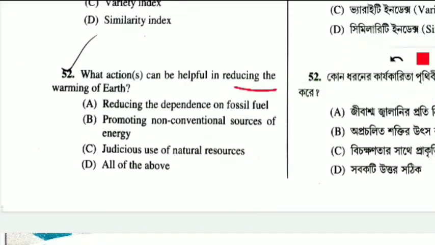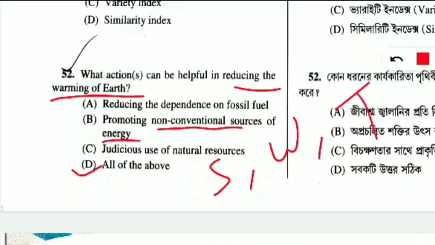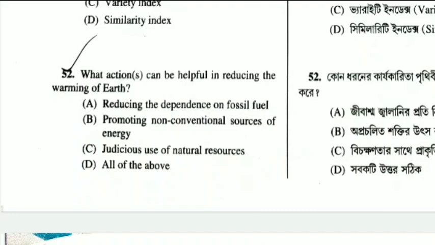What actions can be helpful in reducing the warming of Earth? That means global warming, controlling which actions can be helpful? So here the correct option will be option number D, all of the above, because reducing the dependence on fossil fuel will help to reduce the release of greenhouse gases. So there will be less release of greenhouse gases, so reduce the global warming. Promotion of non-conventional sources of energy, that means solar energy, wind energy, tidal energy. So if you are promoting them instead of the fossil fuel, then it will also reduce the global warming of the earth. And then finally, judicious use of natural resources. So you should not exploit the natural resources, you should use them judiciously, then we can also control the global warming of the earth. So all of the above will be the correct option.